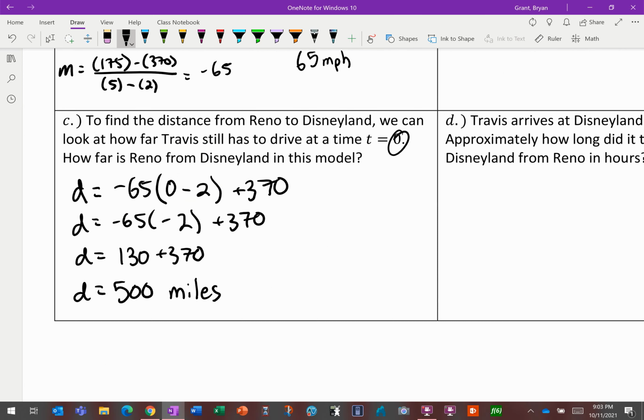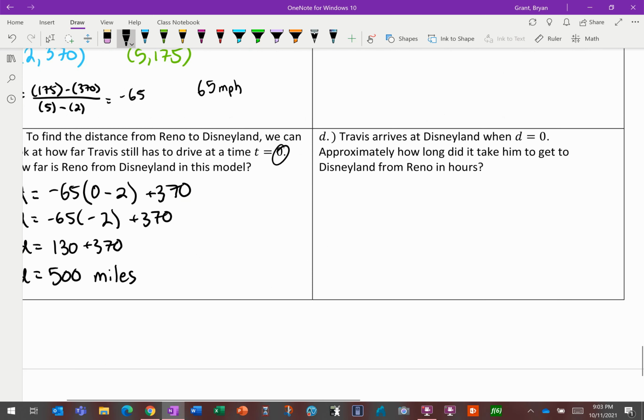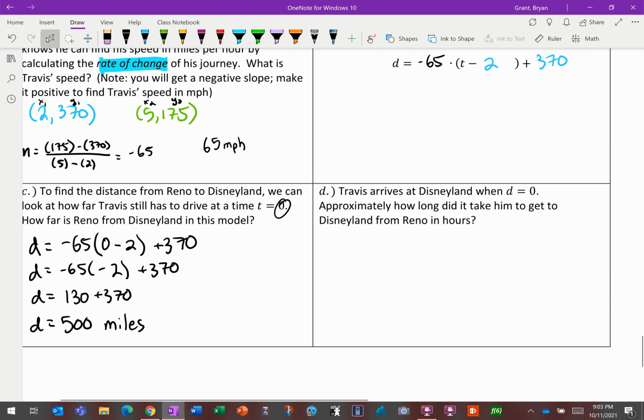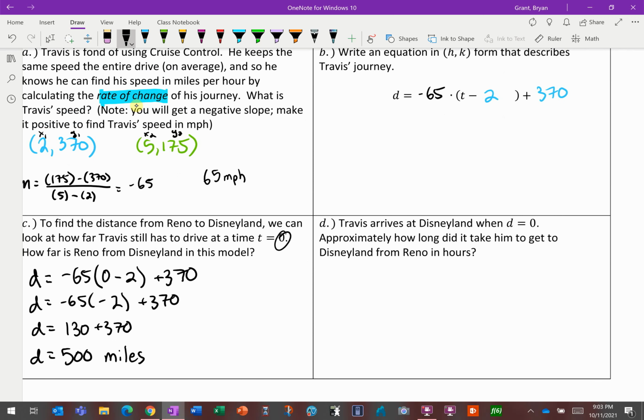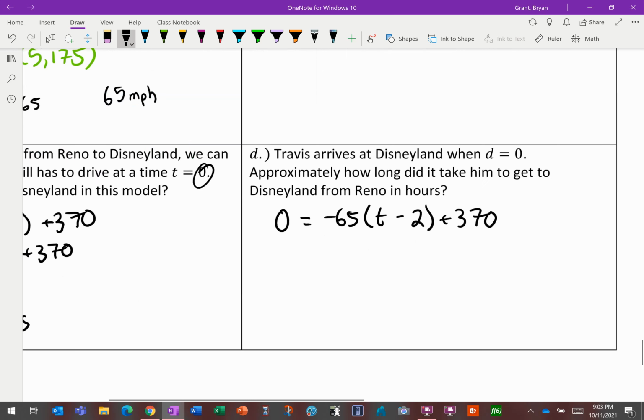Last but not least, Travis arrives at Disneyland when the distance equals 0. That means there's 0 miles left to go. Approximately how long did it take him to get to Disneyland from Reno in hours? Well, we have an equation with distance and time. We know the distance is 0. And I think if we solve this equation for t, it will tell us how much time it took Travis to get there.